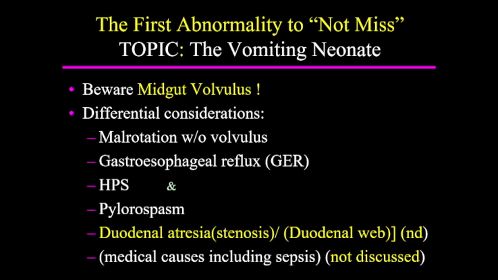The first abnormality to not miss is the vomiting neonate, and the key is beware midgut volvulus. There's a significant differential consideration with regard to the vomiting neonate, which includes malrotation without volvulus and gastroesophageal reflux and hypertrophic pyloric stenosis and pylorospasm and duodenal atresia, duodenal web, medical causes, a number of things we won't discuss.